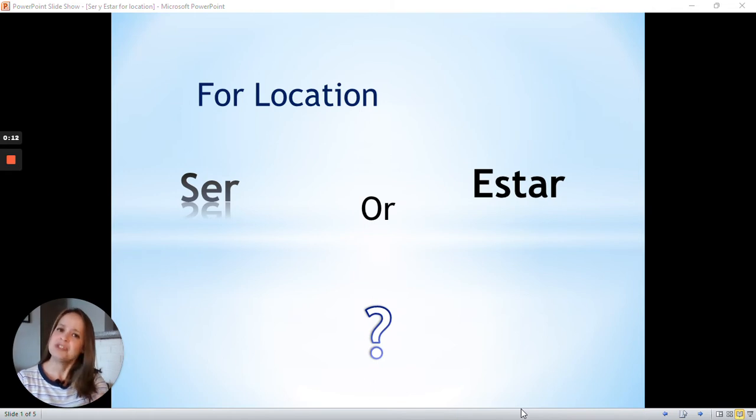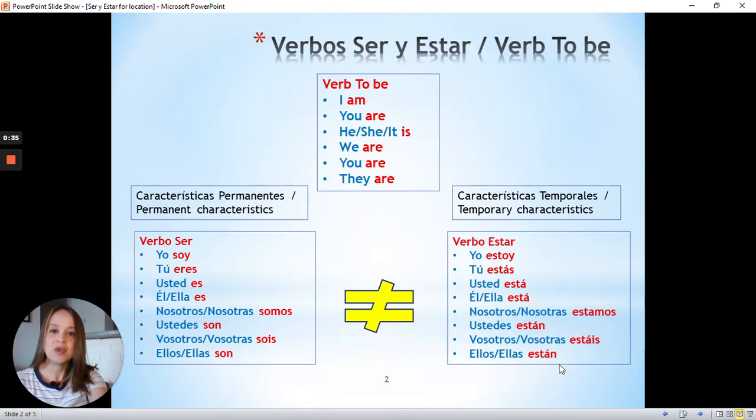Today we're going to talk about how to use the verbs ser and estar for location. Many people have the question, which do we have to use between ser and estar when we are talking about location? Well, that's what we are going to learn today. The first thing you have to remember about ser and estar in Spanish is that they both mean the verb to be. Let's take a look at what they are and how they work.